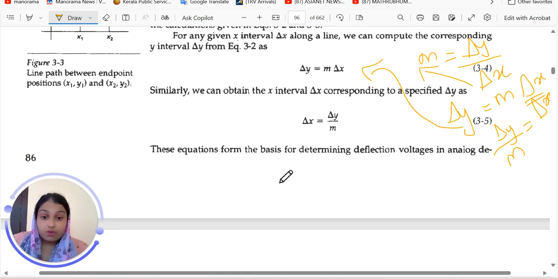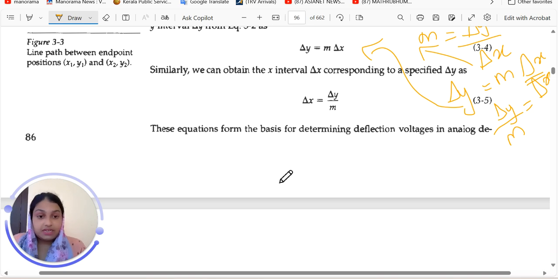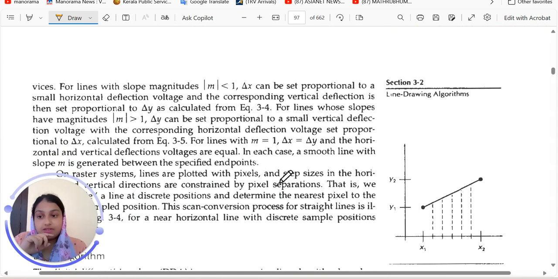Now, this equation forms the basis of determining deflection voltages in analog devices. For lines with slope magnitude mod m lesser than 1, delta x can be set proportional to a small horizontal deflection voltage, and the corresponding vertical deflection is then set proportional to delta y, as we have calculated before.